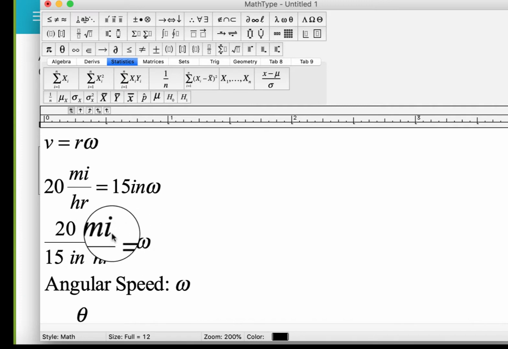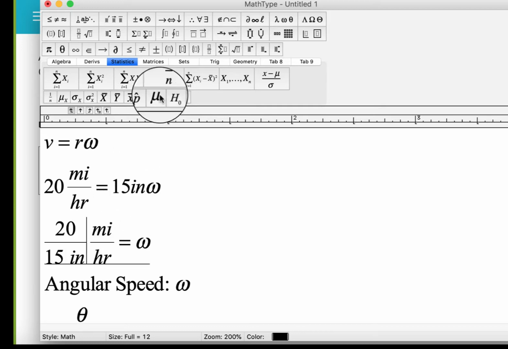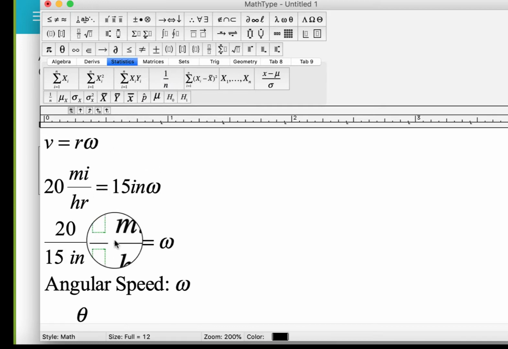So we have inches per hour, and we want radians per minute. So I think, well, goodness, how can I do that? Well, the first thing I want to do is tackle these inches and miles. So I know that there's so many inches in a foot. So I'm going to multiply by that fact. So there's 12 inches in 1 foot.